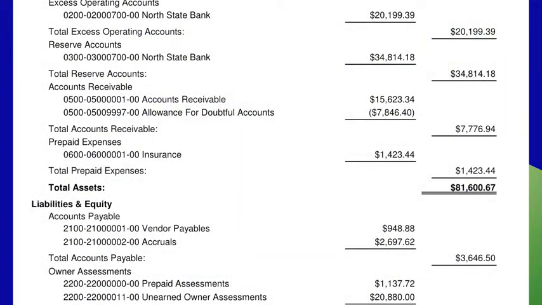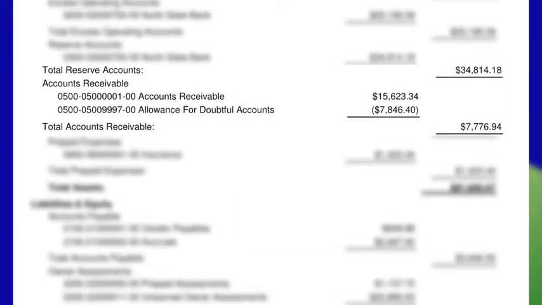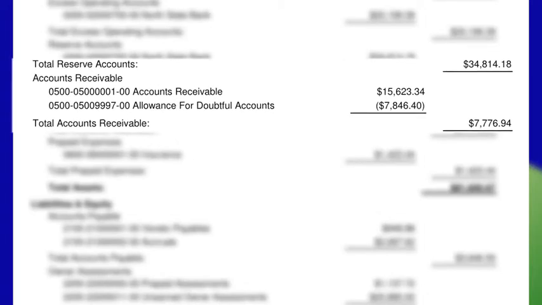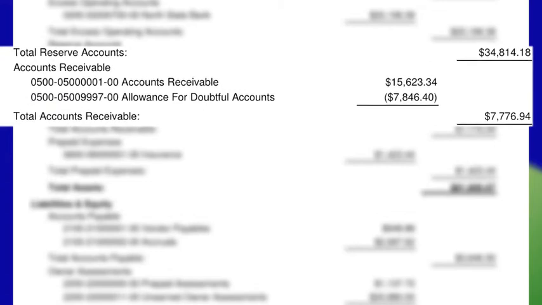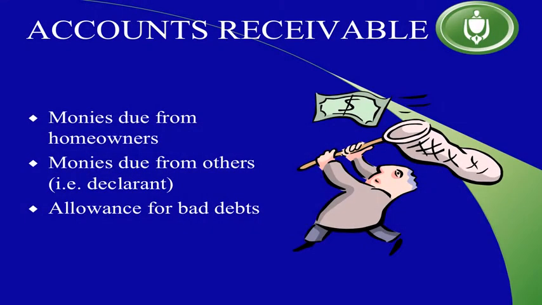You may also have a receivable set up from other parties. For example, if you still have a declarant involved in your association, there may be a receivable set up for a required deficit funding. Some associations may also have an allowance for bad debts.